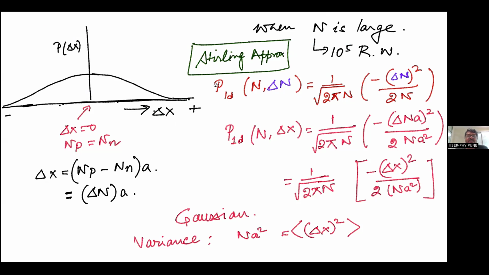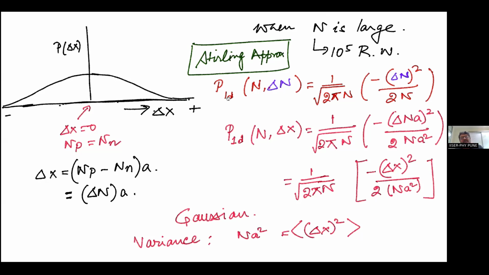It can be shown that the probability, so I'm talking at the moment up till 1D, for a random walk which has n steps and for which delta n, what is delta n? np minus nn.